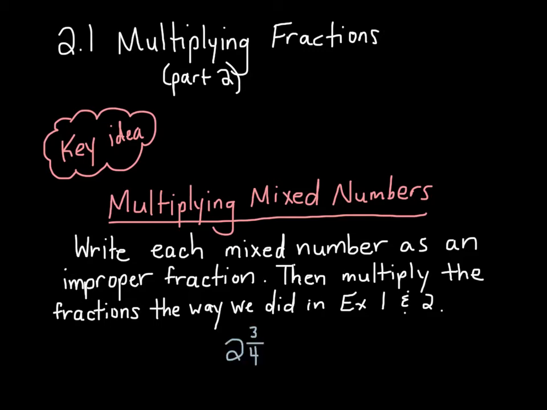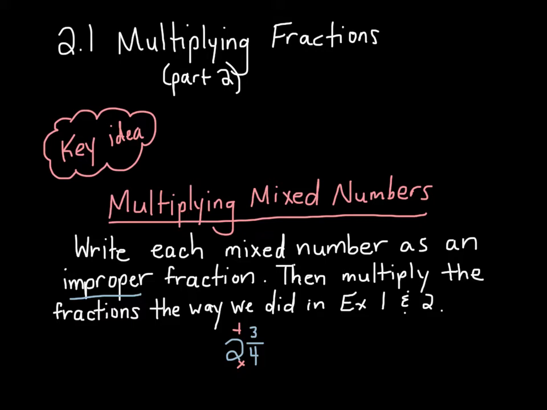Now, just to remind you what a mixed number looks like, remember that a mixed number is made up of a whole number and a fraction together. So 2 3/4 is a mixed number, and to turn that into an improper fraction, the way it says to do right here, you're going to multiply your denominator by your whole number. So in this case, you're going to multiply 4 times 2, which is 8, and then you're going to add that to your 3 up there.